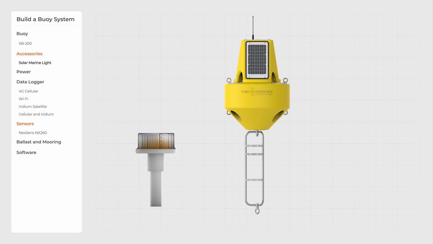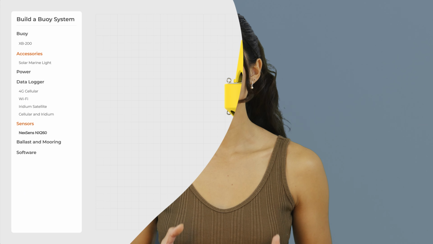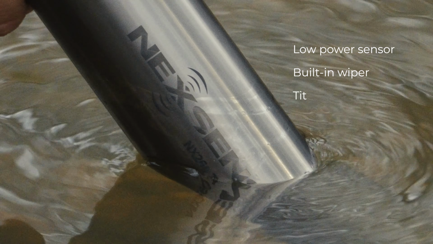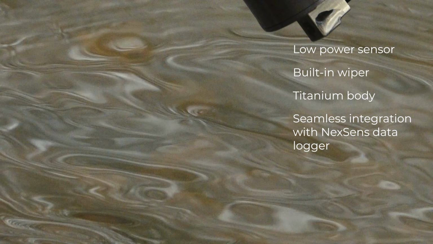An LED beacon helps ensure the buoy is visible to maritime traffic at night and is a regulatory requirement in navigable areas. For subsurface sensors, we'll go for the NexSens NX260 turbidity sensor. Designed for reliability even during long-term deployments, this low-power sensor features a built-in wiper, titanium body, and integrates seamlessly with the NexSens data logger, where automatic detection makes setup as straightforward as plug and play.